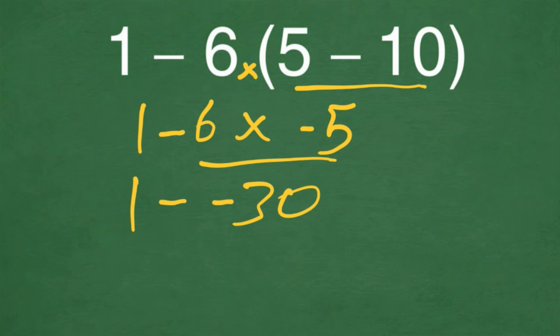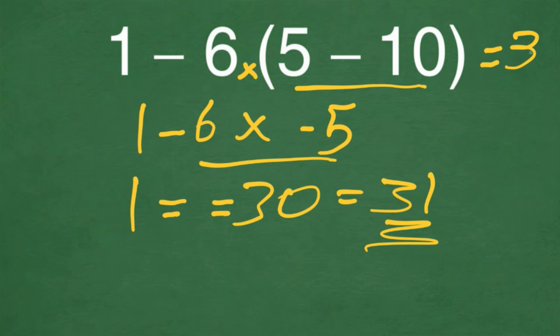And in case you didn't know this, a negative of a negative is going to be positive, right? Two negatives make a positive. So they are going to add up instead of subtracting, right? So 1 minus negative 30 is equal to 31. So this is the final answer. The correct answer to this question is 31.